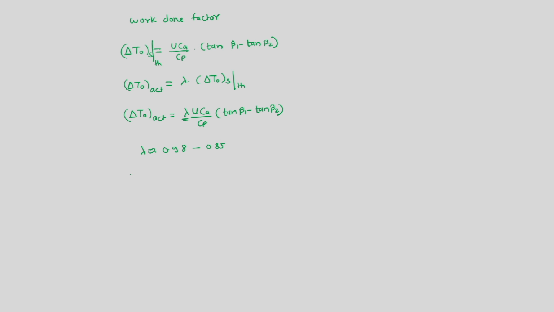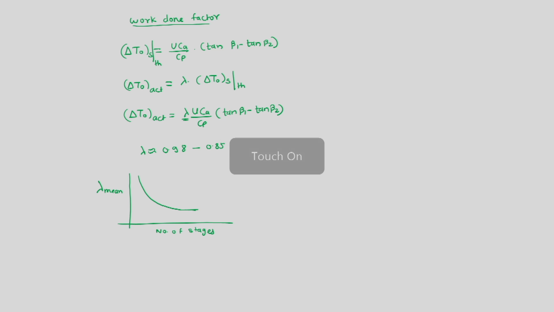But this lambda has variation over the number of stages, and this is the mean value of lambda, and this lambda mean decreases over the number of stages. So as the number of stages increases, lambda mean decreases. So lesser and lesser temperature rise in the actual case would be observed compared to the theoretical value if we have a higher number of stages. So this is one more term which we should be knowing in case of an axial compressor.